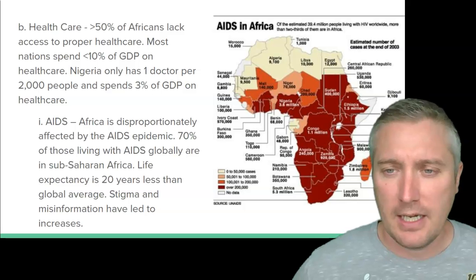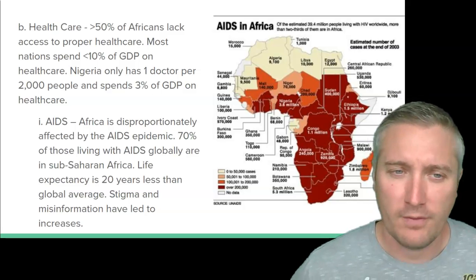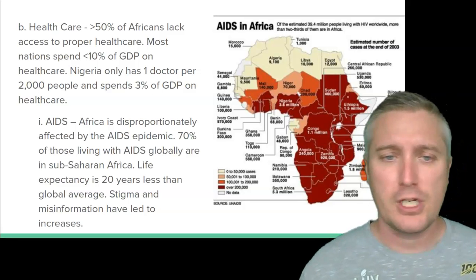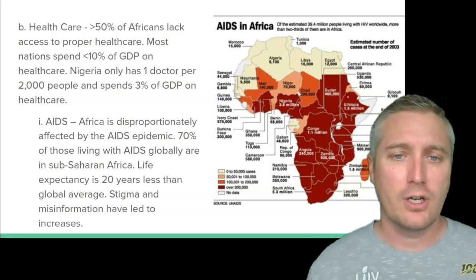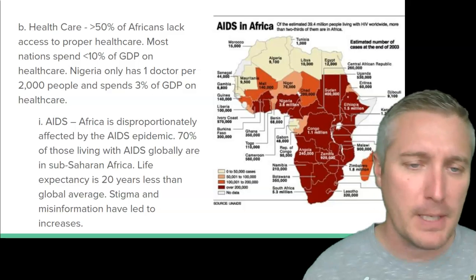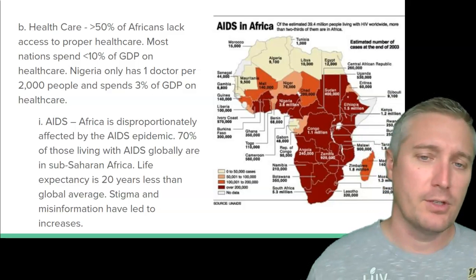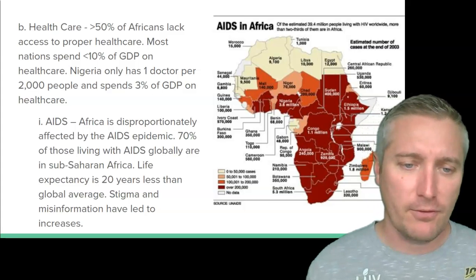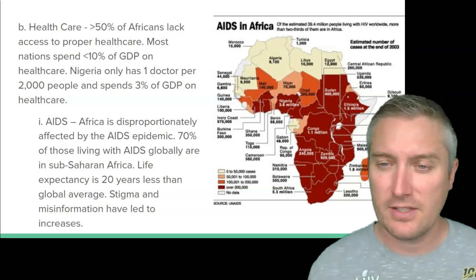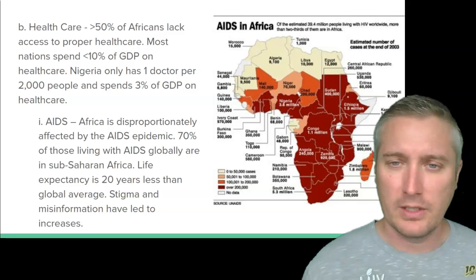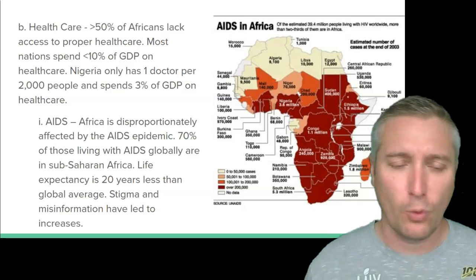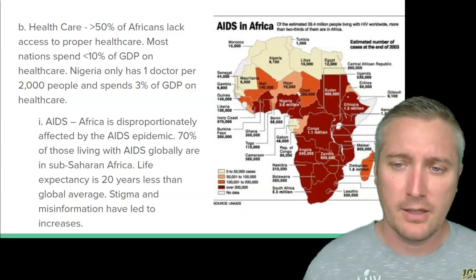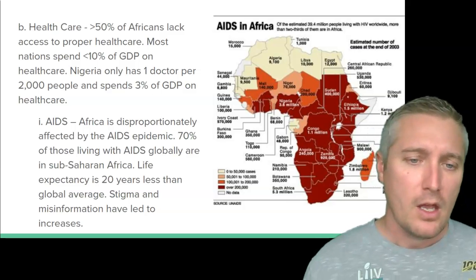Now, again, back to kind of the overall issue of healthcare. Most nations are spending less than 10% of their GDP on healthcare. Nigeria has 1 doctor per 2,000 people, spends 3% of their GDP on healthcare. Again, that's bad enough in and of itself. A lot of unnecessary deaths, people that are dying that if they were living in, frankly, any other continent in the world would be surviving because they had access to healthcare, but they just happened to be born here.